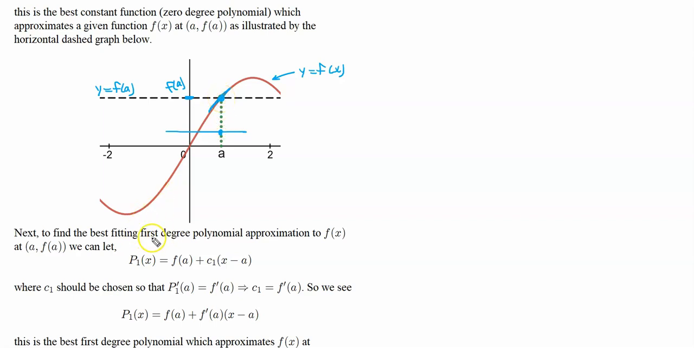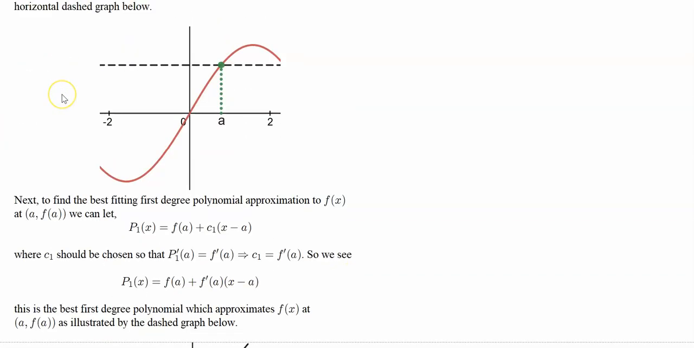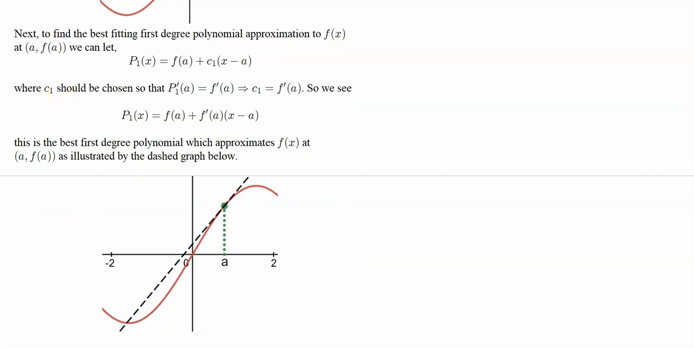Now, suppose we want to find the best first-degree polynomial approximation to f of x. Okay, so what we're going to do is assume that our first-degree polynomial approximation, call it p1 of x, is going to take this form. So it's going to be f of a plus some constant, call it c1, we have to figure out what that is, times x minus a. Now what we need to do is figure out what should this c1 equal.